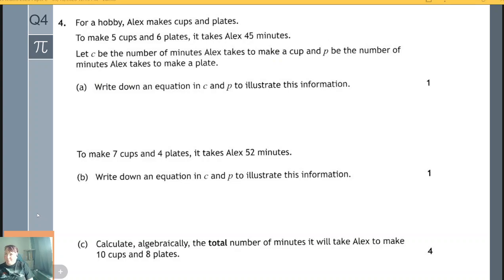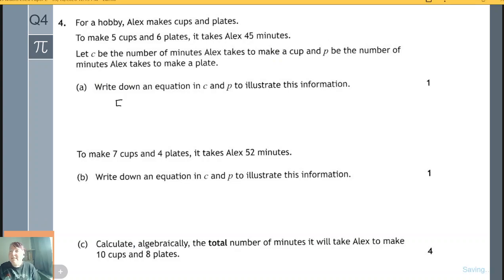Okay. Alex makes cups and plates. 5 cups and 6 plates takes Alex 45 minutes. Let C be the number of minutes Alex takes to make a cup, and P be the number of minutes Alex takes to make a plate. Write down an equation in C and P to illustrate this information. I don't like it when they tell us what letters to use, but they have done, so we have to use them. Although, to be fair, I probably would have used C and P.